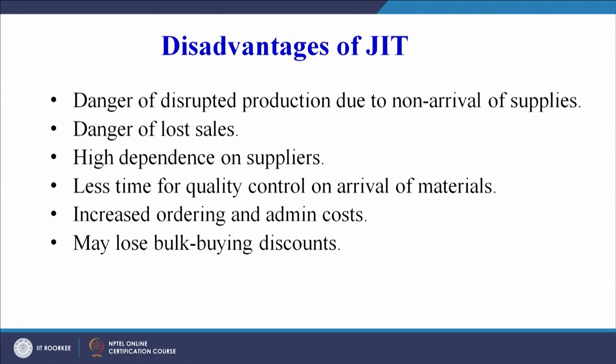Highly dependent on supplier. Suppliers have to be equally responsive and proactive in satisfying our requirement of the raw material. Less time for quality control on arrival of materials, because we don't want materials to be stored at any given time. They have to come and they have to be used in the most effective manner. So sometimes we may not be able to exercise a very good quality policy on the incoming raw materials.